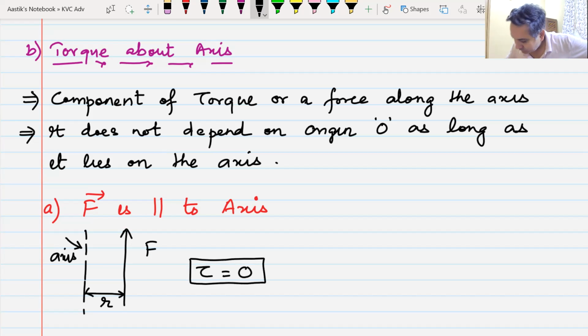Okay. Yes, sir. The torque of this force is 0. Do we understand this, or has it gone above our head, saying bye bye? Bye bye, sir. We don't understand it.